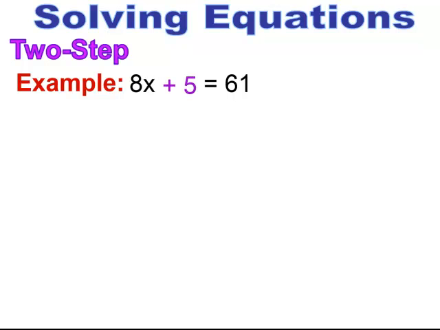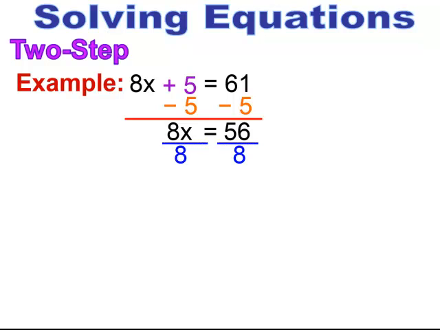So I have to do the inverse of plus, which is subtraction, and make sure you do it to both sides of the equal sign. So I'm subtracting 5 from both sides. I'm going to be left with 8x equals 56. Now I can deal with what's attached to the variable. And again, it's a one-step equation. I have 8 attached. The opposite would be division. I divide through by 8, and I get my solution, x equals 7.